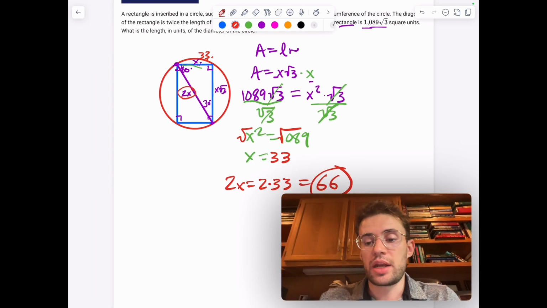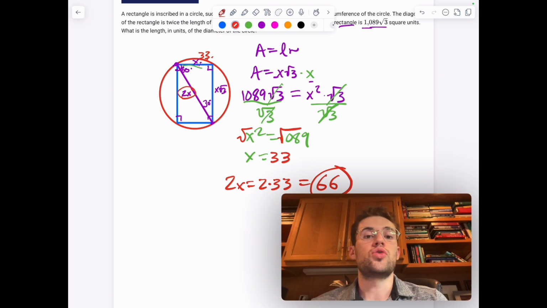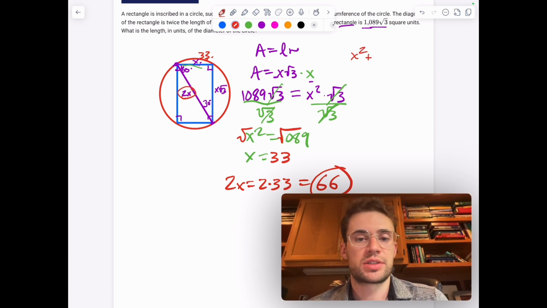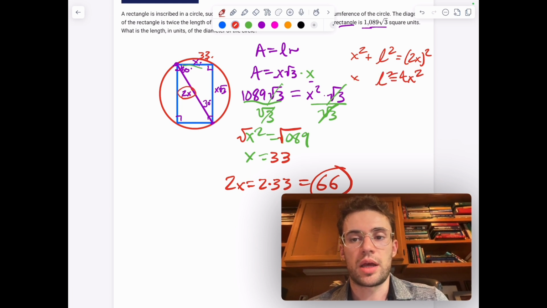If you don't know how to use 30, 60, 90 right triangles, you could use the Pythagorean Theorem. So you'd set up x squared plus the length squared, we don't know what the length is, equal to 2x squared, and you get 4x squared. This would be x squared plus l squared. Then you subtract x squared from both sides to get the l squared alone. You get l squared is equal to 4x squared minus x squared, which is 3x squared.